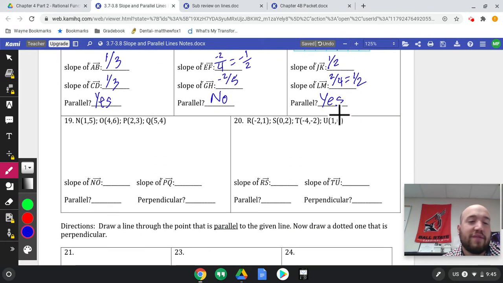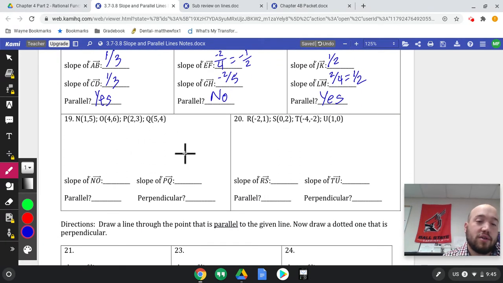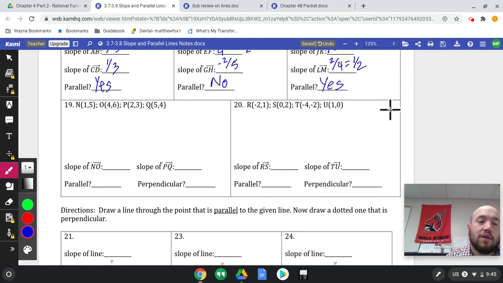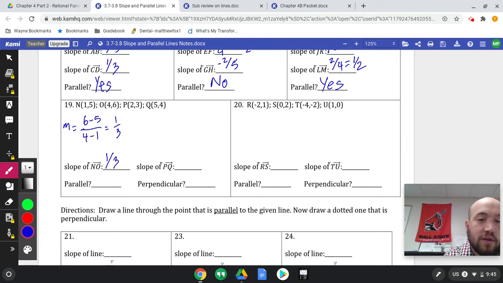Sometimes we have to find the slope when we don't have a picture. So if we look here, we need from N to O and then from P to Q. So from N to O, find our slope. We'll just do 6 minus 5 all over 4 minus 1. 6 minus 5 is 1, 4 minus 1 is 3, and our slope is 1/3 for NO.